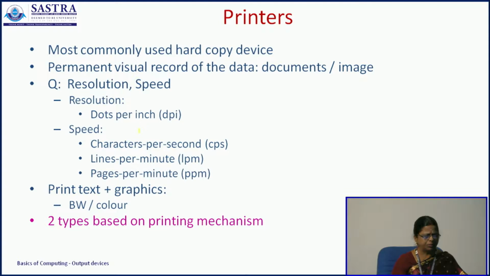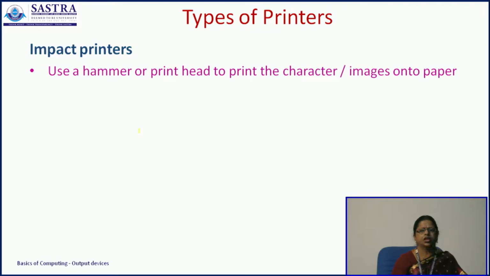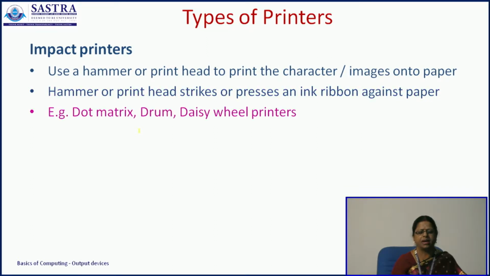There are two types based on the printing mechanism used: impact and non-impact printers. Impact printers use a hammer or a print head to print the characters or images onto paper. The hammer or the print head strikes or presses an ink ribbon against the paper. Examples are dot matrix, drum or daisy wheel printers.